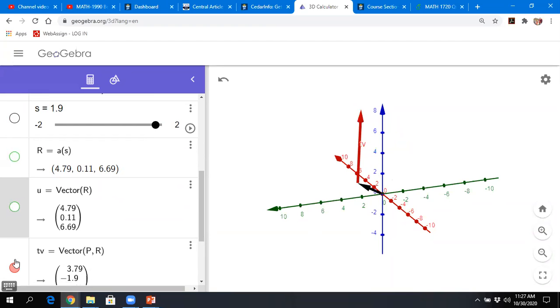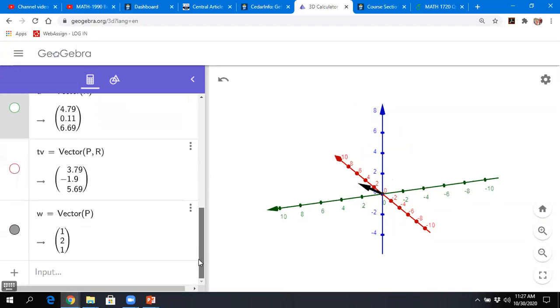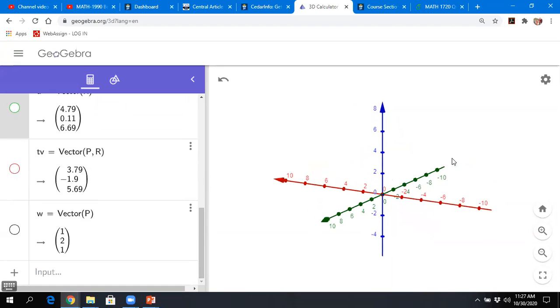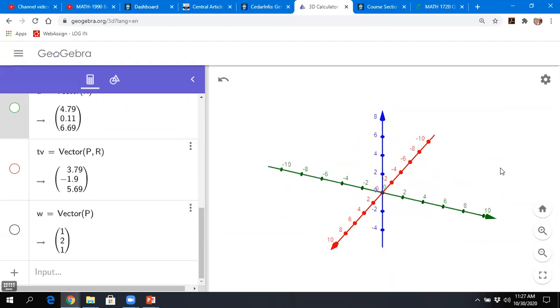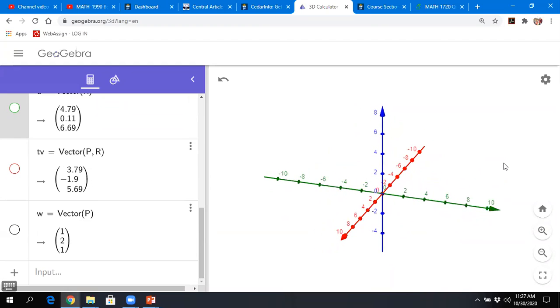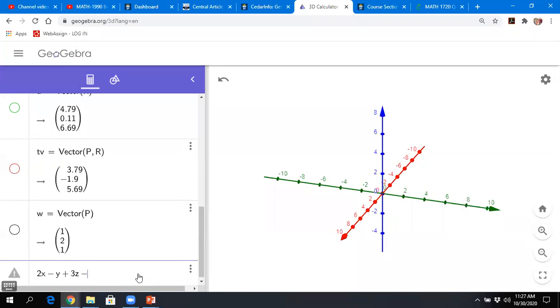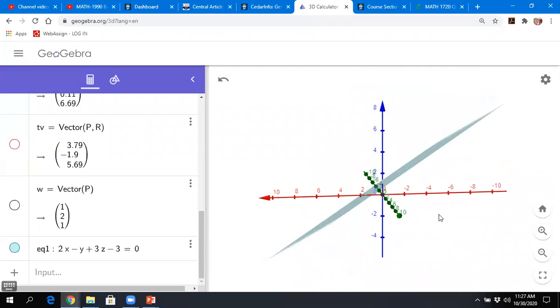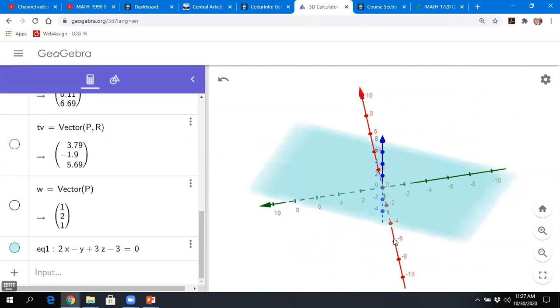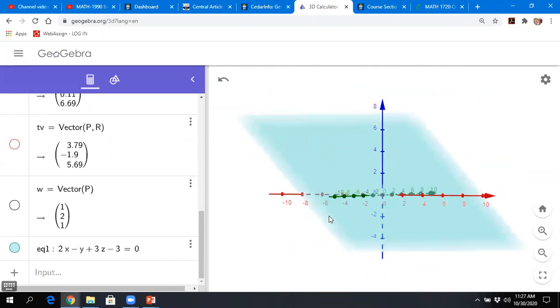Graphing things in GeoGebra is very, very straightforward. So here's the XYZ axes. This is the typical way we see things. X is coming out on the red, Y is going that way, Z is going up. And we want to graph, what was it? 2x minus y plus 3z minus 3 equals 0. There's the plane right there. That's what that plane actually looks like.